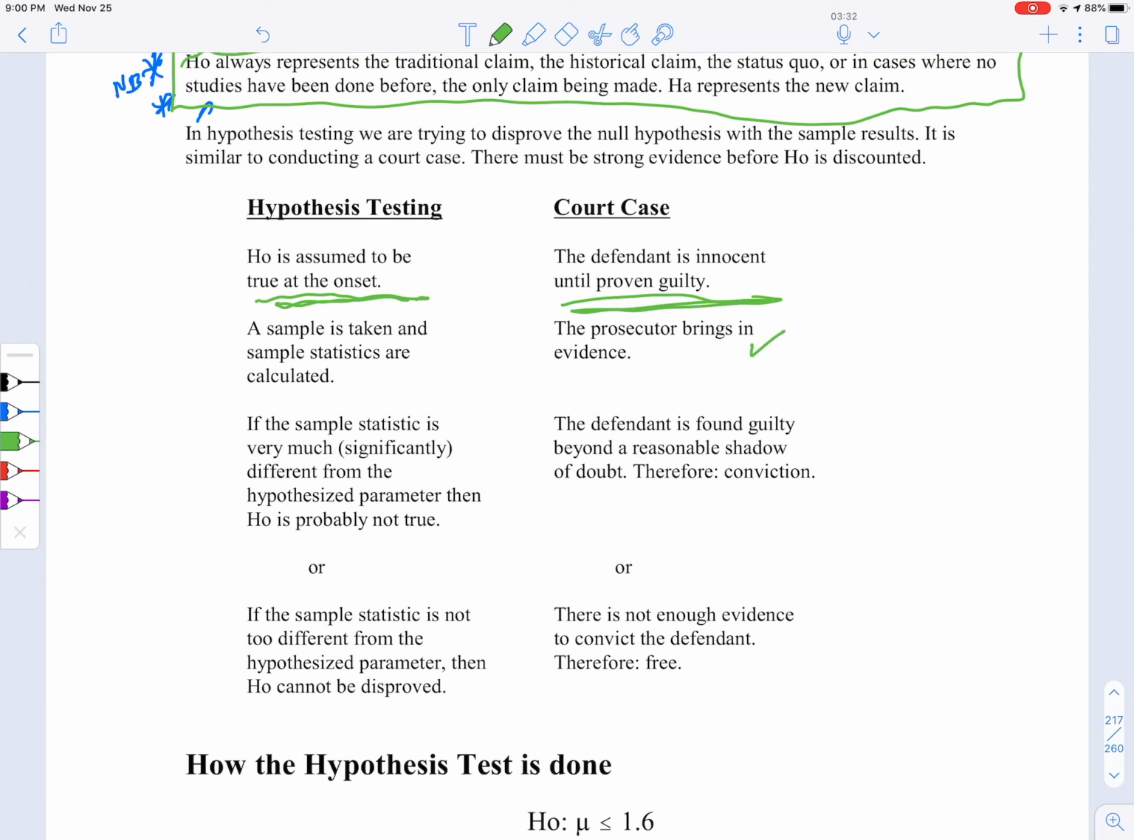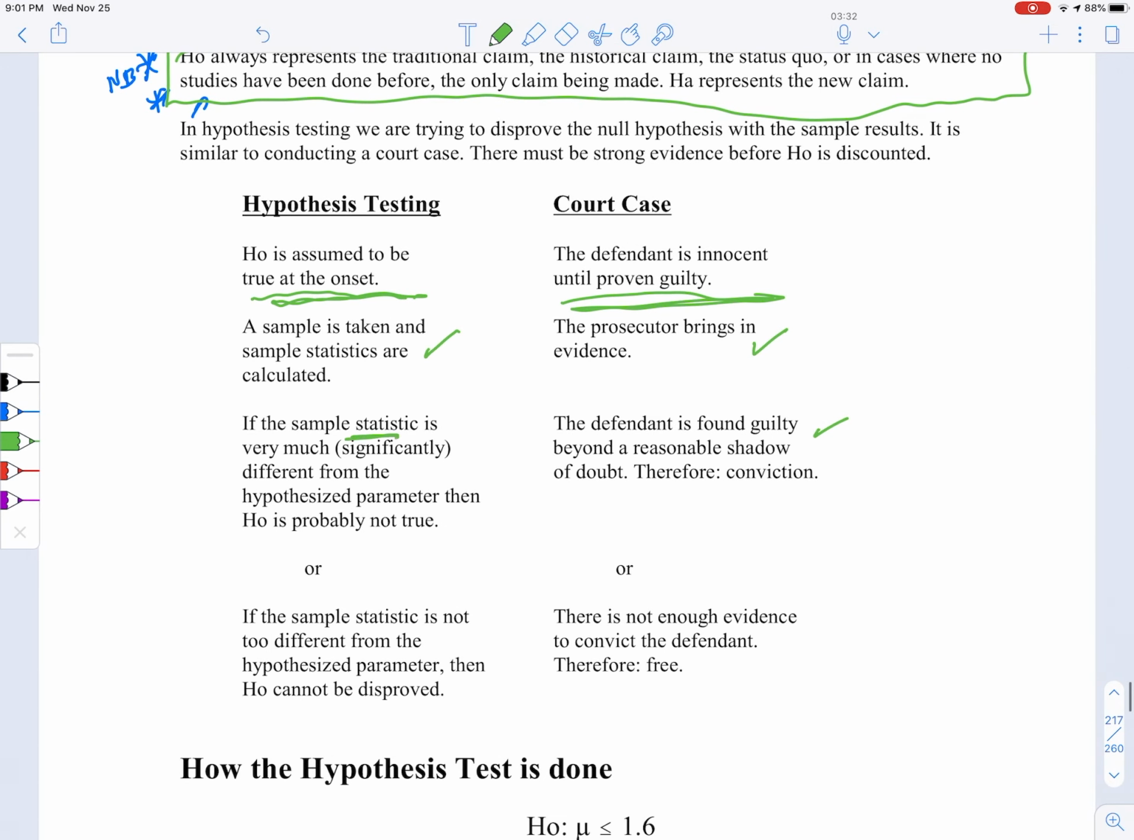And then you have to bring in the evidence. So in a court case, the prosecutor brings in evidence trying to prove the guilt of the defendant. In hypothesis testing, a sample is taken and sample statistics are calculated. Is there enough evidence to reject the null hypothesis? In the court case, the defendant is found guilty beyond a reasonable shadow of doubt, and therefore there's a conviction.